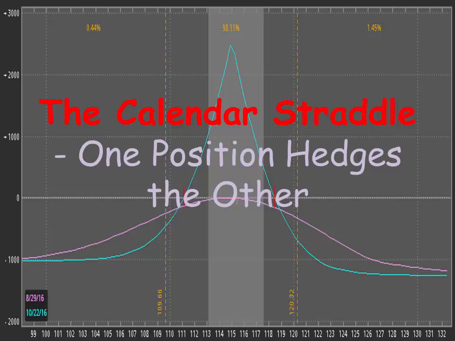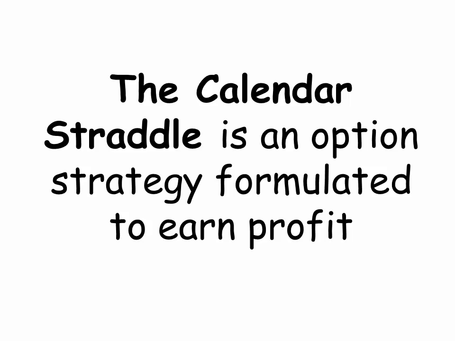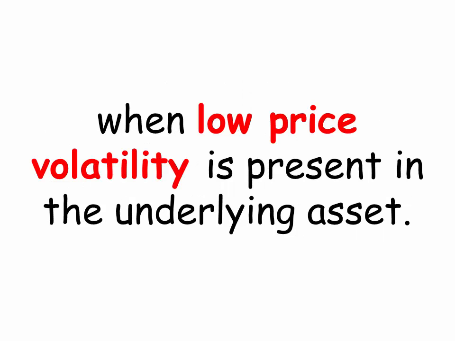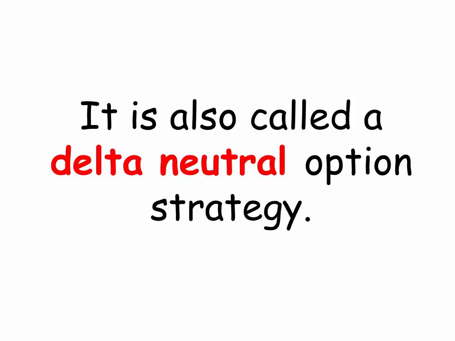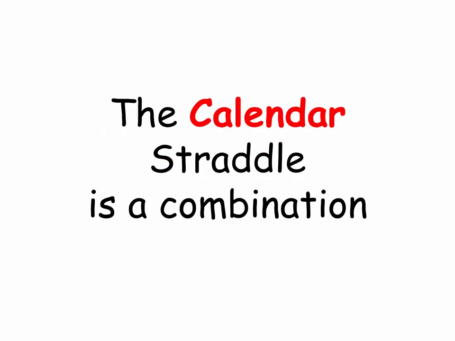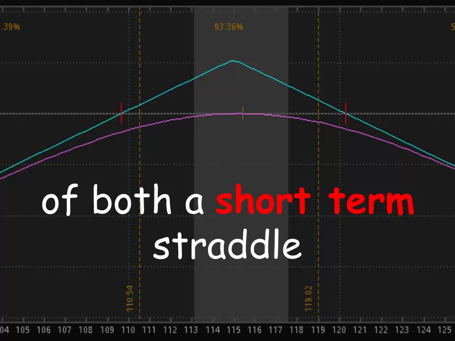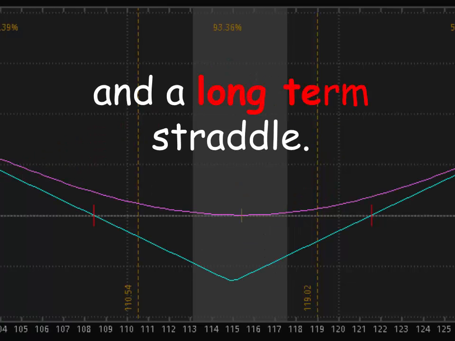The calendar straddle. One position hedges the other. The calendar straddle is an option strategy formulated to earn profit when low price volatility is present in the underlying asset. It is also called a delta neutral option strategy. The calendar straddle is a combination of both a short-term straddle and a long-term straddle.